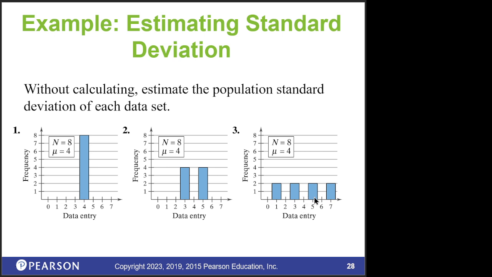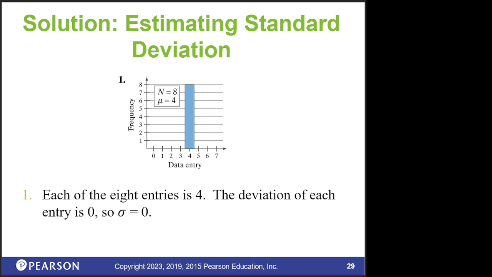Here, we have 2 pieces of data that are a distance of 1 away, and we have 2 pieces of data that are a distance of 3 away, on each side. So we're looking at something like the square root of, let's see, 4. We're looking somewhere between 2 or 3 if we were to estimate these. And each of the 8 entries is 4. The deviation of each entry is 0 because everything's in the same place. So that was a good estimate we could do.